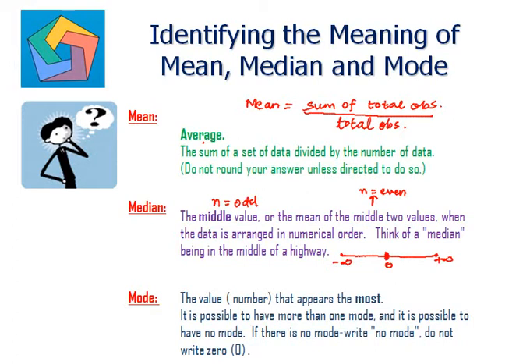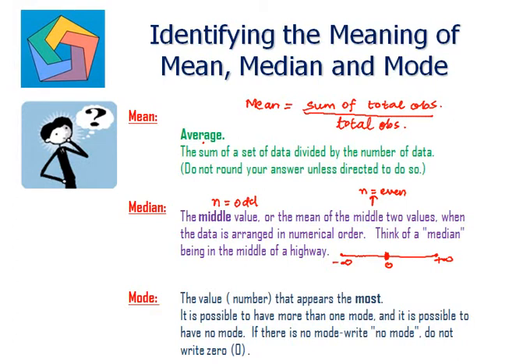Then mode, the value or number that appears the most. It is possible to have more than one mode, and it is possible to have no mode. If there is no mode, write no mode, do not write 0. So, the value which is occurring most frequently in the data set, which appears the maximum number of times in the data set, is called our mode.